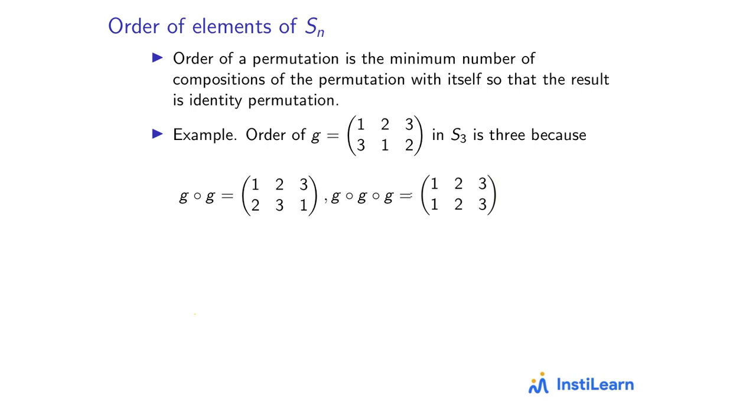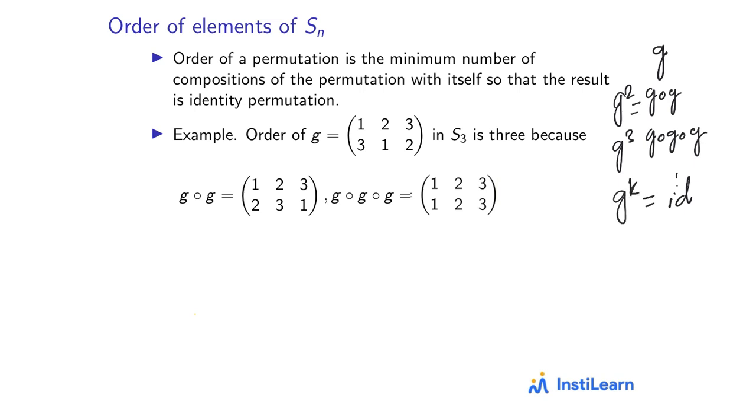So what is the order of an element? You take the element G and you start composing the element G with itself. So G composition G 2 times, then G composition G 3 times, G composition G, G composition G composition G, until you reach identity. To shorthand we write G square, G cube. So what is the smallest integer k such that G to the power k is identity, and that k will be called the order of the permutation G.